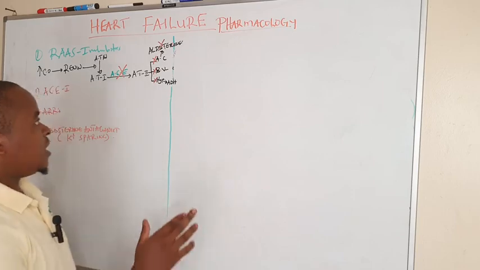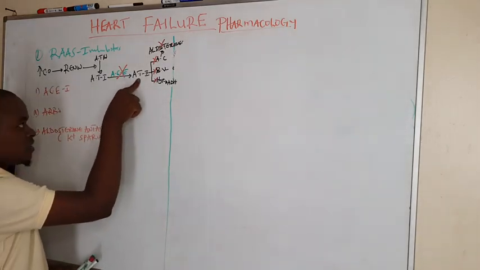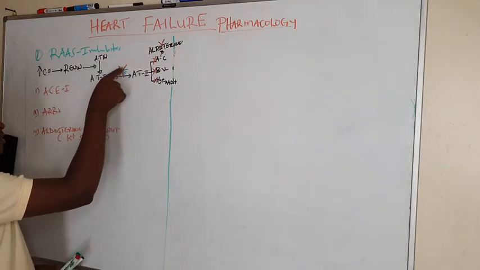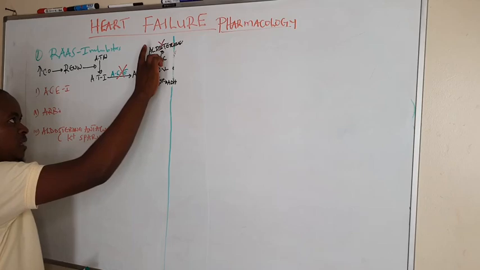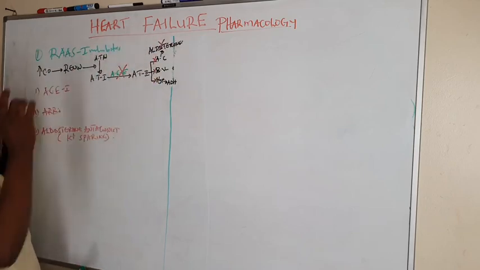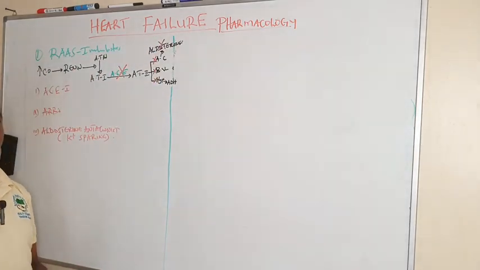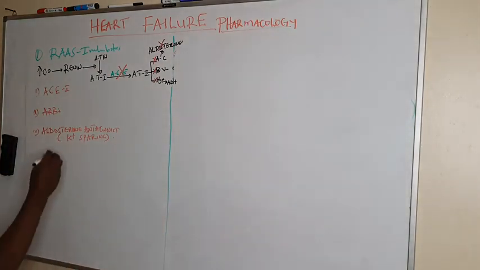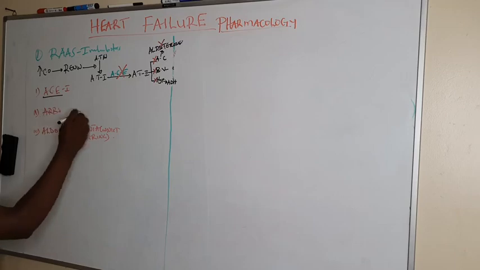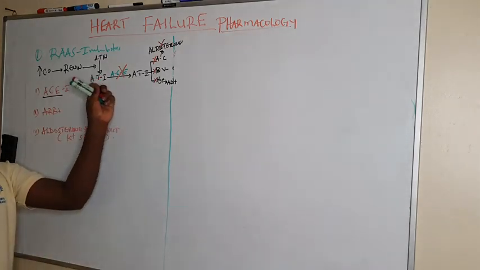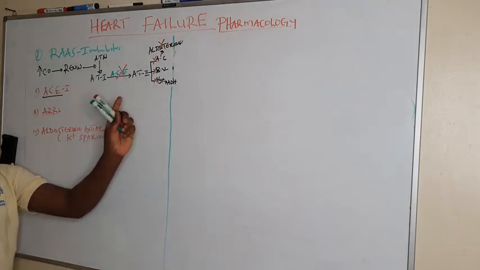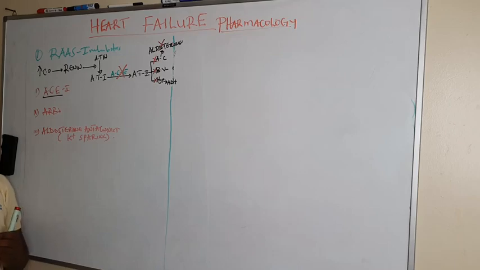So these are the three categories we are looking at, the RAAS inhibitors. These aim at decreasing the activity of angiotensin 2 by blocking either its formation or its action on its receptors, or also inhibiting aldosterone action. So these ACE inhibitors, as we have seen, have a mechanism of action of blocking the conversion of angiotensin 1 to angiotensin 2 by directly inhibiting the action of angiotensin converting enzyme.